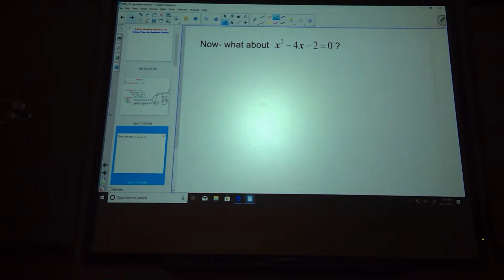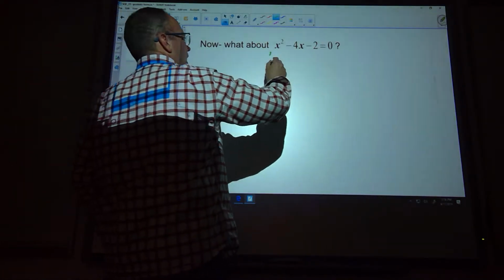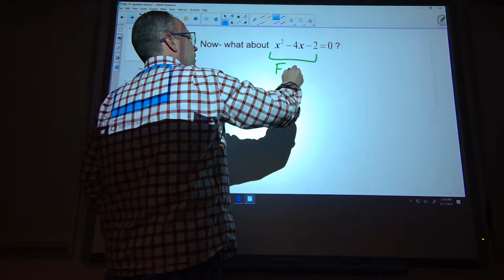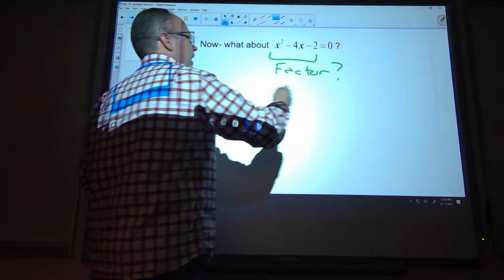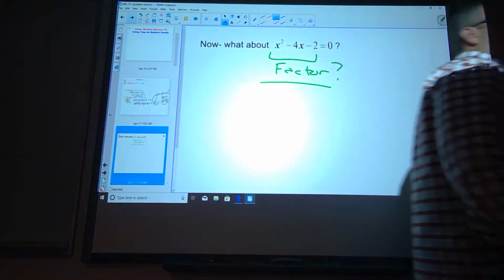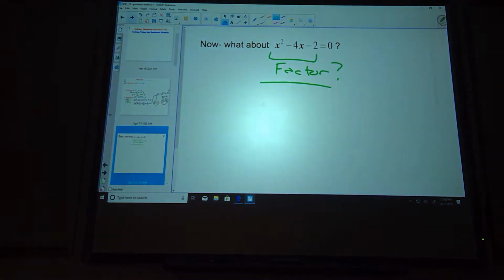So when we get to this kind of problem, we start looking at it and saying, I can't factor. It's not factoring out nicely. Right? Agree? So there's got to be a different way that we can go through these that works.